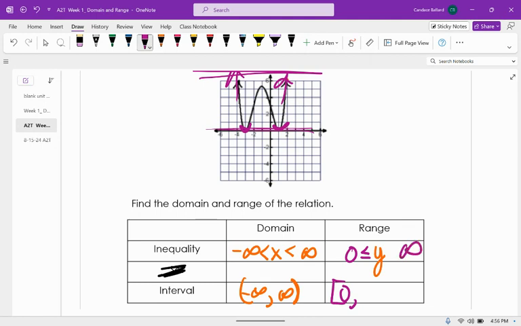And then I notice it's going up, up, up to infinity. So it's going to go up forever. So I'm going to use infinity and infinity. Arrows always mean it's open. So I'm going to go less than, or a parentheses.